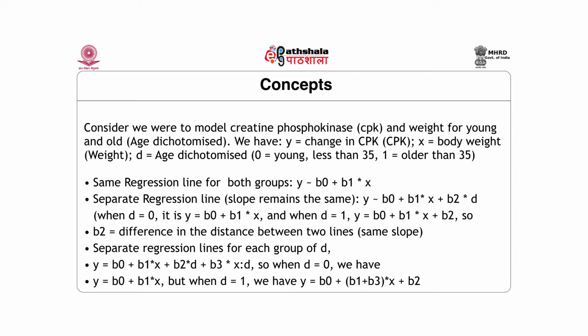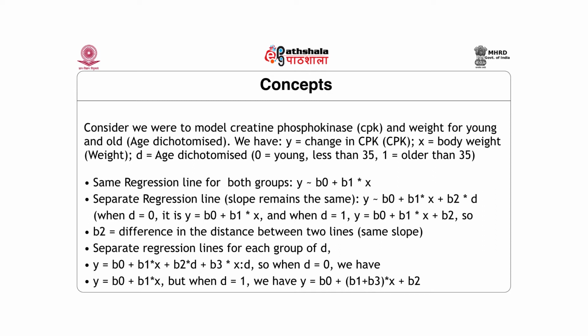So we'll say, I don't care about your age distribution. I will just go with whatever is a regression line between weight and creatine phosphokinase. Simply, you use beta 0 plus beta 1 times x. And that's not very informative, is it? So we'll say, okay, let's fit some separate regression lines. In this, the slope remains the same.